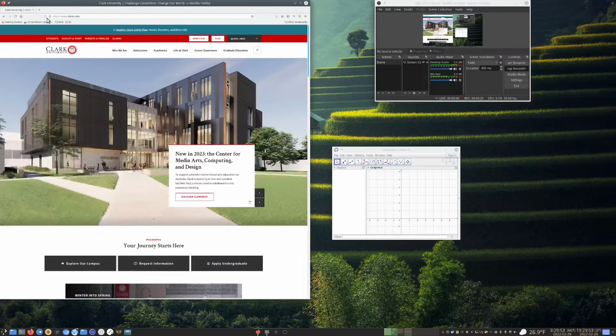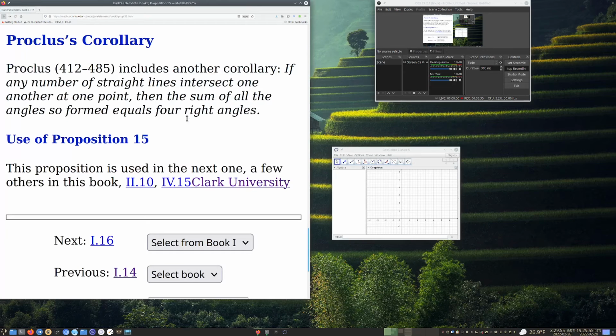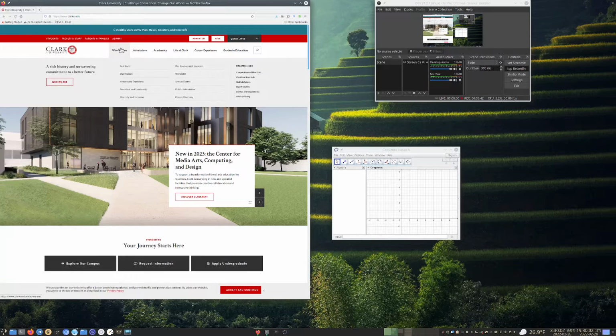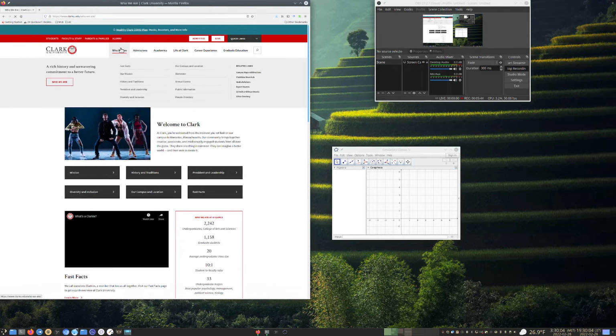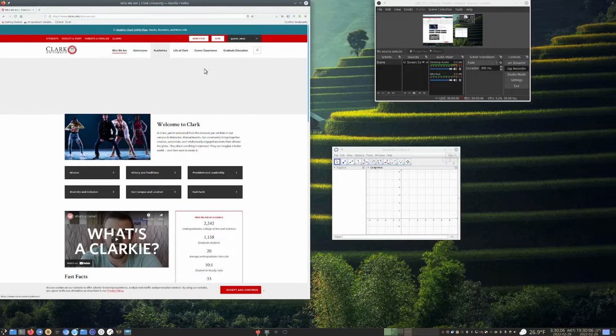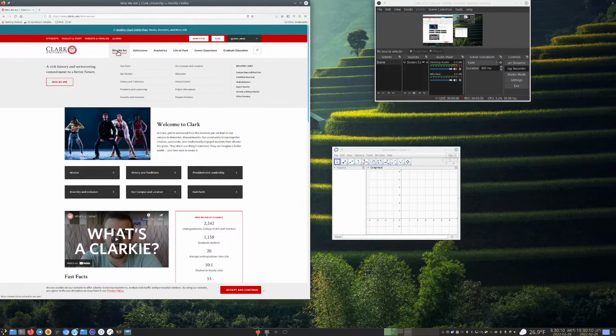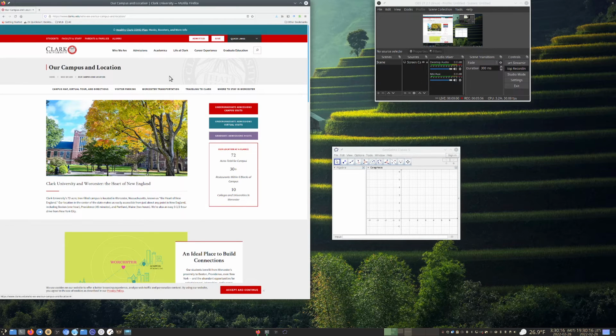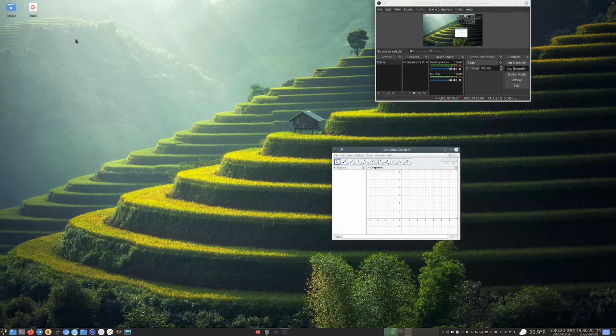What? Oh, I see. It's two separate links. Where is Clark University, actually? I've never heard of that university. Who we are. Campus. Your website sucks. Campus and location. Where is it? New England. Oh, okay. Ugh.